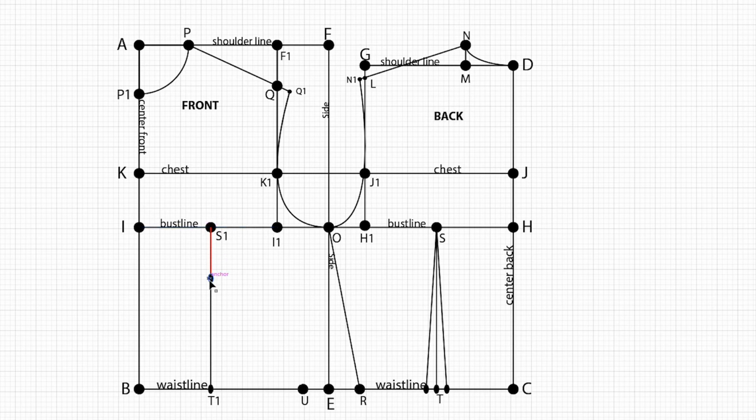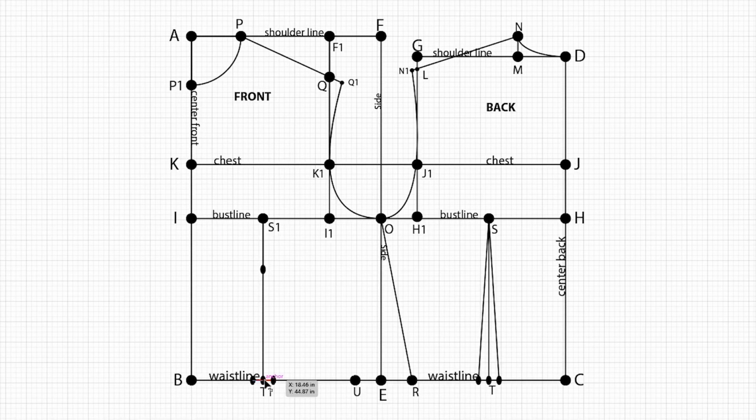You don't have to label that point. You can just leave that point. That will be considered the dart point. Now from T1, I want you to do the same thing that you did on the back. I want you to go ahead and measure out your dart measurement from the center of T1. As you can see, I've created my dart width right here.